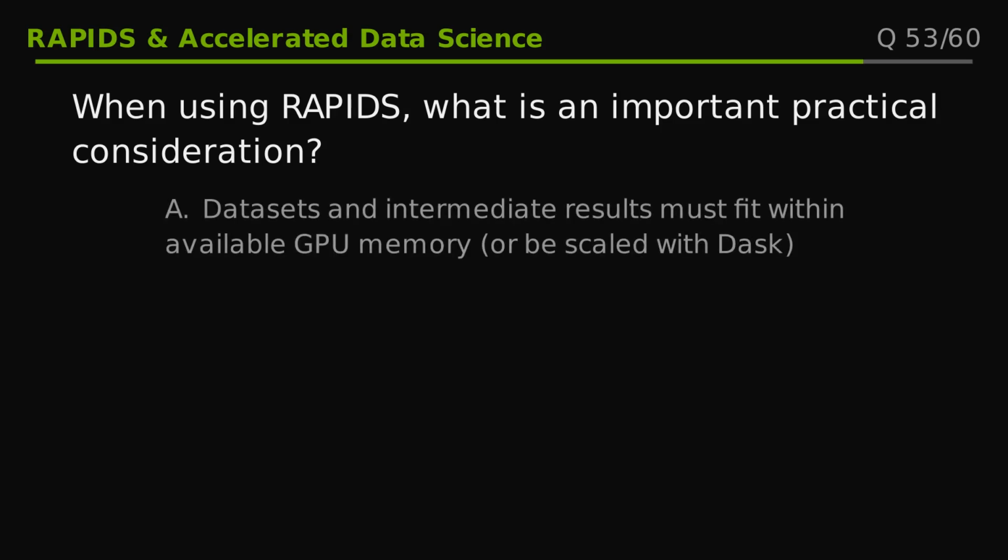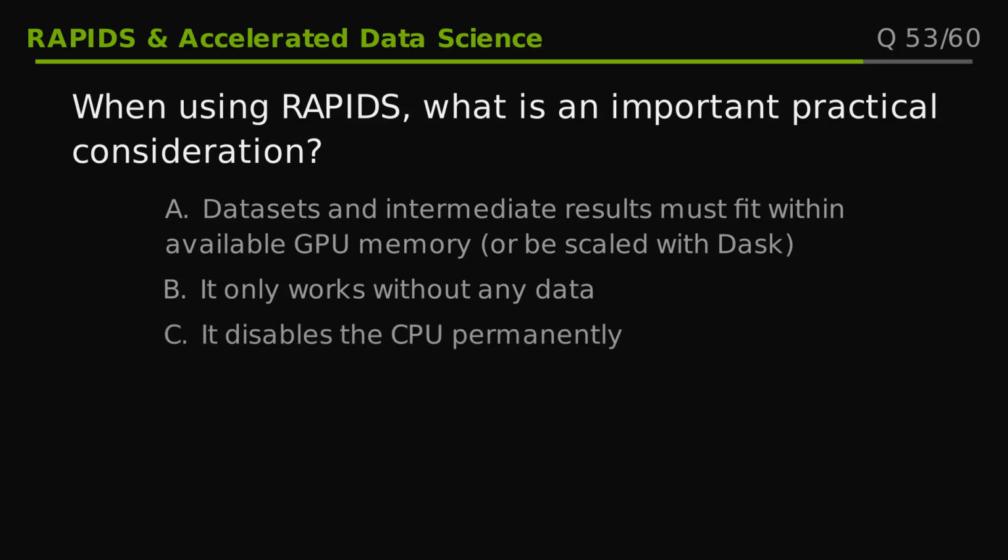Option A, datasets and intermediate results must fit within available open memory or be scaled with GASC. Option A, it only works without any data. Option A, it disables the boot permanently. Option A, it requires rewriting code in Java.